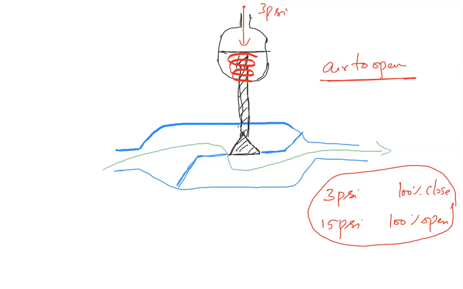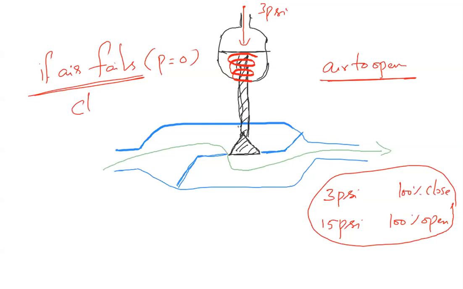Yeah, the next. So what is the fail position? Suppose the air fails. Suppose the air fails, then what is the position of the valve? That means the pressure is 0. Then the valve will go to the closed position. So that is why this is called fail close.